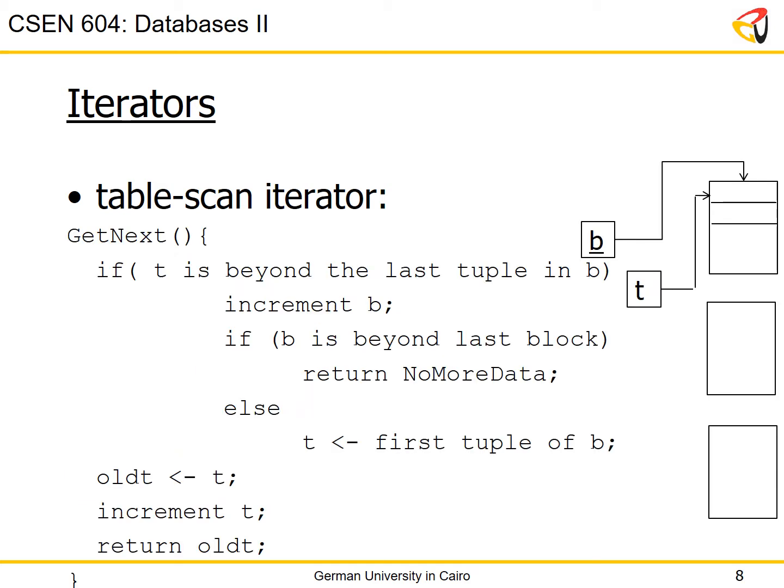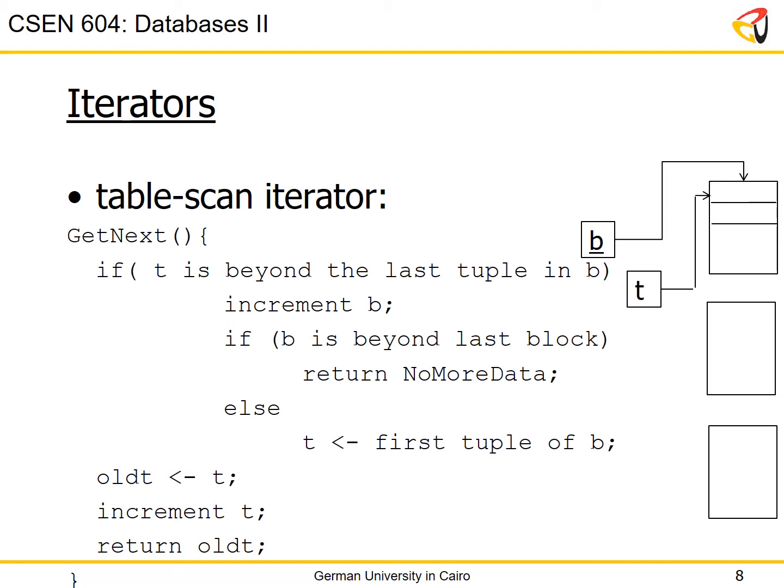Okay? Now, here's the logic of get next. It says if T is beyond the last tuple in the current block B, then increment B, which means go to the next block or page. If B is beyond the last block or page, then return no more data. Okay? Now, if B is not beyond the last block or page, then make T point to the first tuple in B. Okay? Now, inside this, I will use old T to store where T pointed to before. And I will increment T and then return the old T.